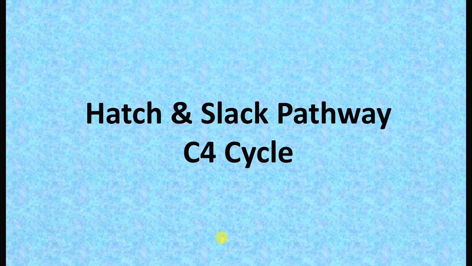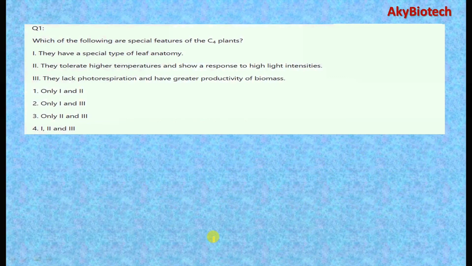Here we end with the C3 cycle. Now we come to the questions of the Hatch-Slack pathway or the C4 cycle. So the questions, number 1. Which of the following are special features of the C4 plants? So the correct answer, they have a special type of anatomy.